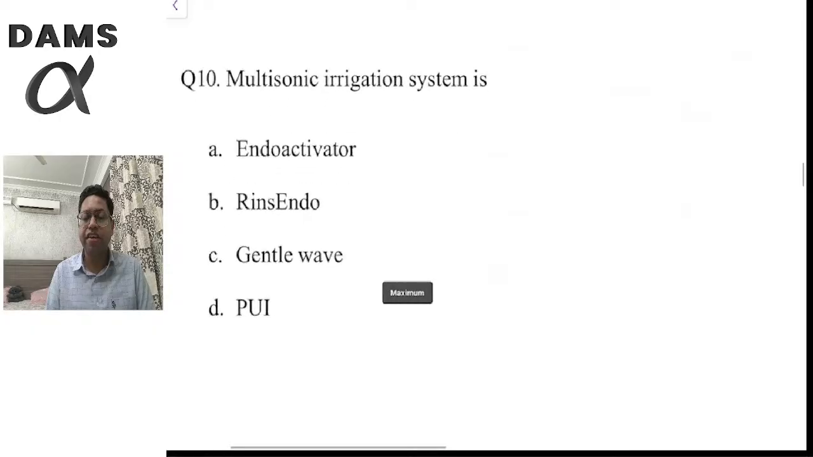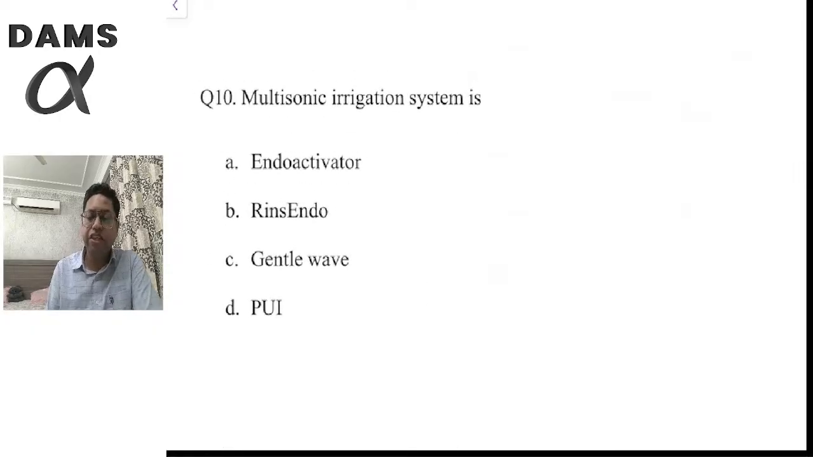Coming over to question number 10. The multisonic irrigation system is endo activator, rinse endo, gentle wave, and PUI. PUI is a standard abbreviation for passive ultrasonic irrigation. Now, to answer this question, you should remember what are the different modes of agitation of irrigant inside the root canals or delivery of irrigants inside the root canals. The most common and the simplest method is syringe delivery of irrigant inside the root canal. For that, we use a small gauge of needle like 30 gauge or 27 or 29 gauge of needle to deliver the irrigant inside the root canal.